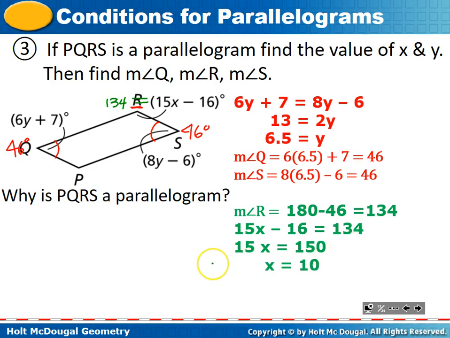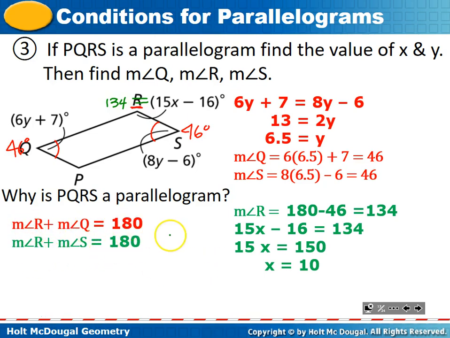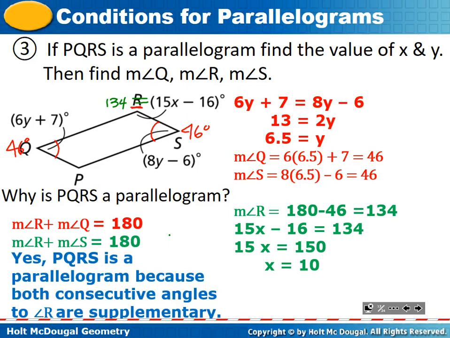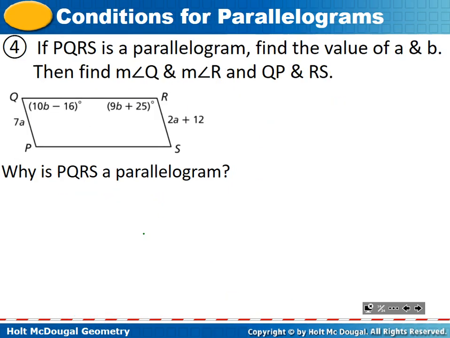So this says, why is PQRS a parallelogram? Well, because when I add R to Q, I get 180, and when I add R to S, I get 180. So yes, PQRS is a parallelogram because both consecutive angles to angle R are supplementary.